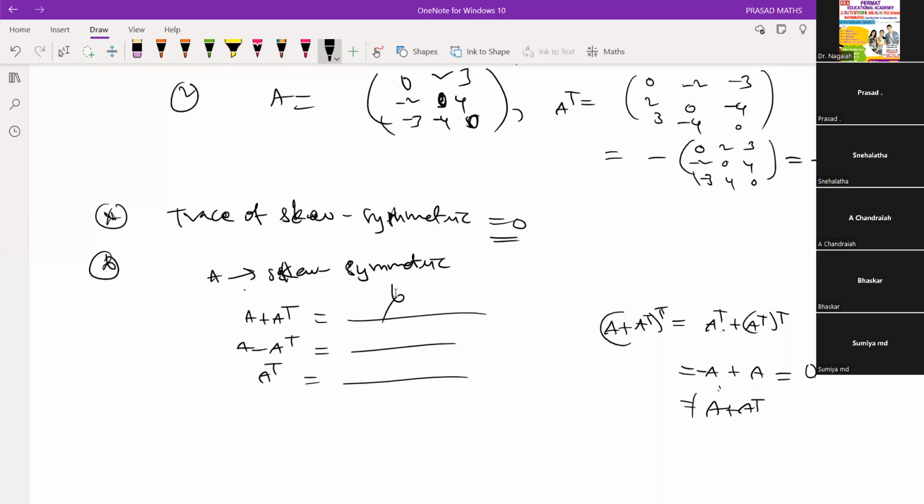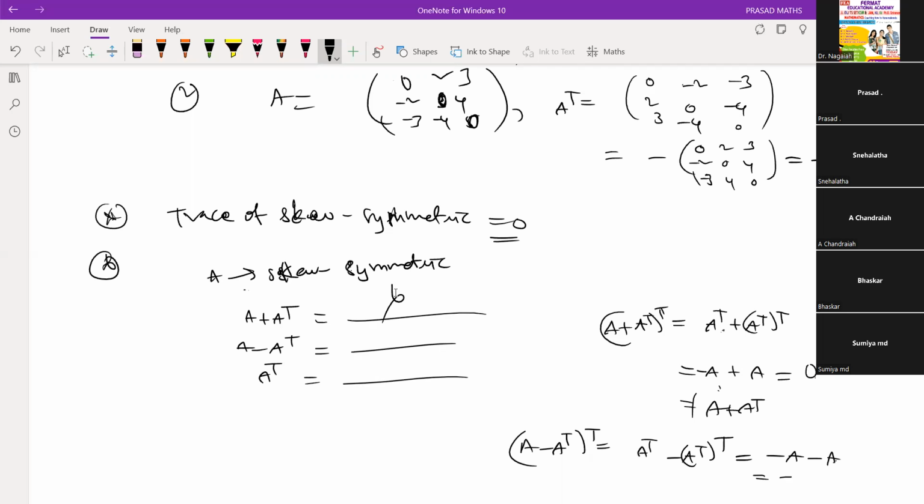Right? So therefore, suppose you take this A minus A transpose. Is it a skew symmetric matrix? It is nothing but A transpose minus A transpose whole transpose. This is nothing but, minus A. Two A. Minus A. Tell me, is it skew symmetric?